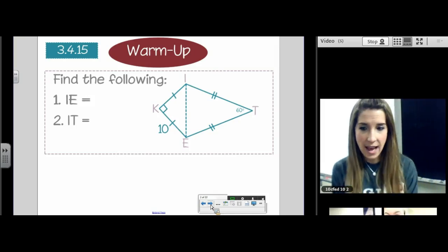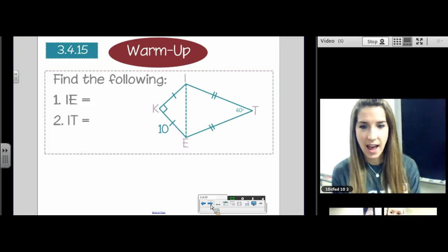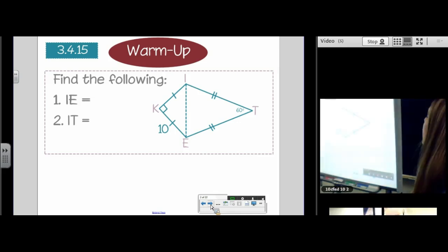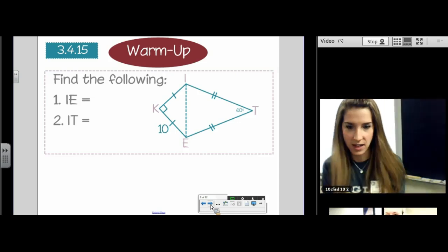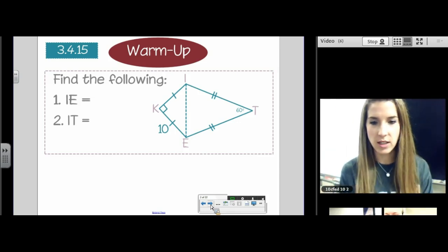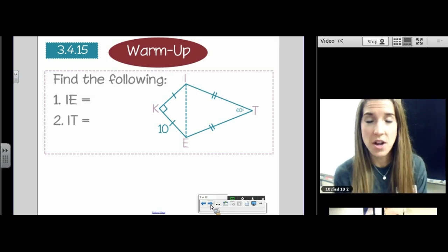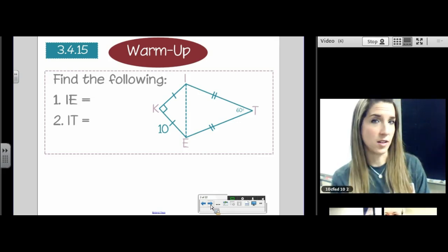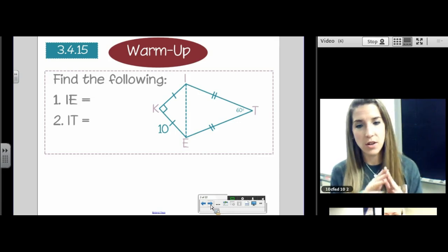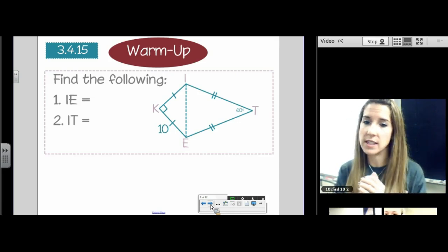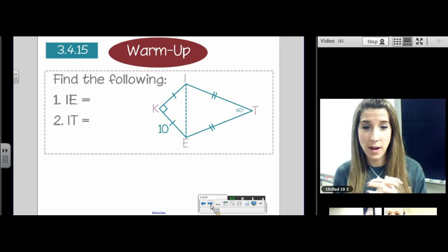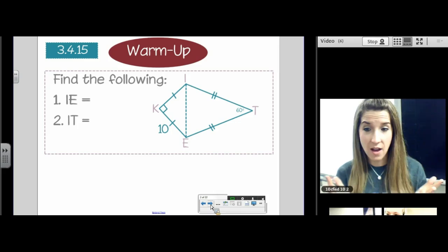So for our warm-up today, we have a kite, K-I-T-E, kite. And we know that angle K is a 90-degree angle and angle T is a 60-degree angle. I would advise you to not be tempted to draw the other diagonal in. You might see this kite and want to draw the other diagonal, making 4 triangles instead of 2, but I think we're in pretty good shape just using these 2 diagonals, for right now at least, so don't draw that other diagonal in right away.